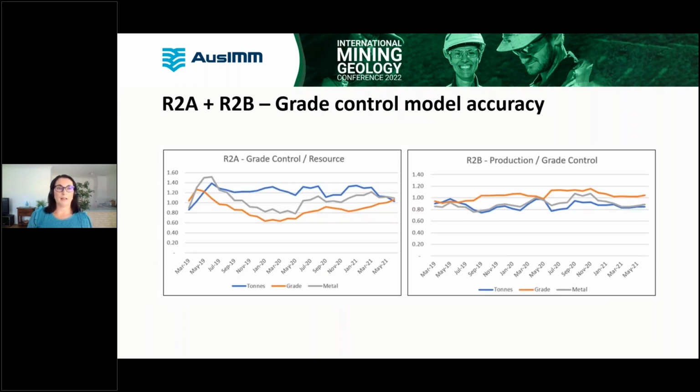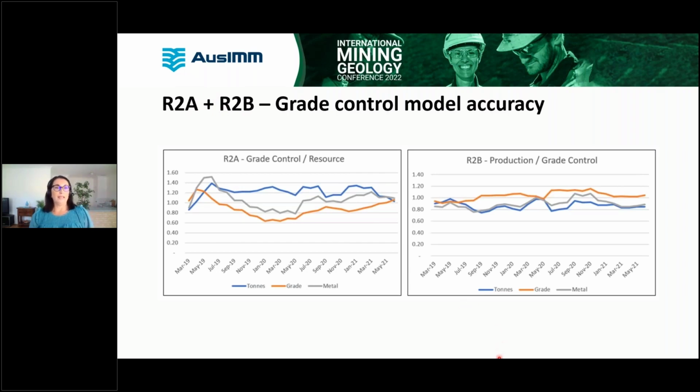Let's break that down. So there's step changes in there. Let's try and understand what's happening. Now remember, we've got that grade control model that was happening between the resource model and the mine production. Let's break it down to that R2A and the R2B that we talked about in the definitions.